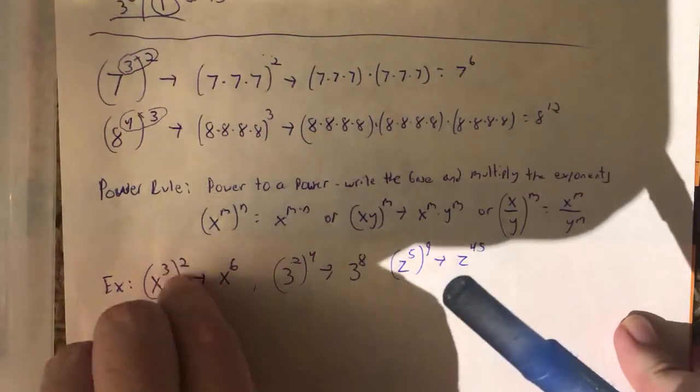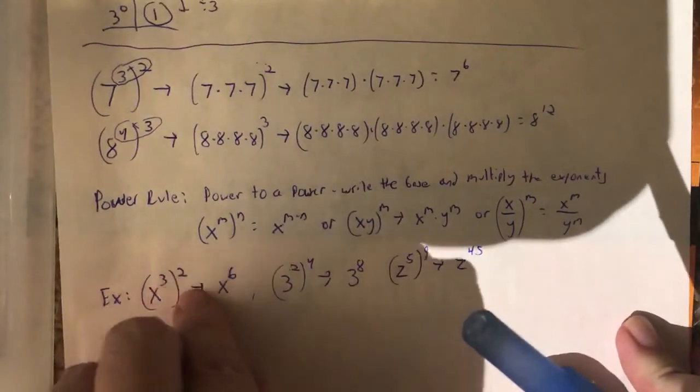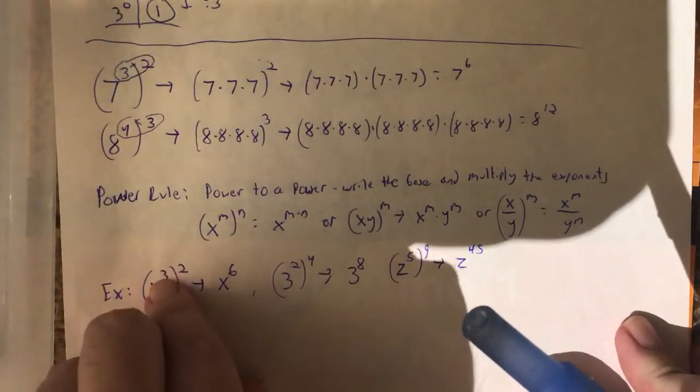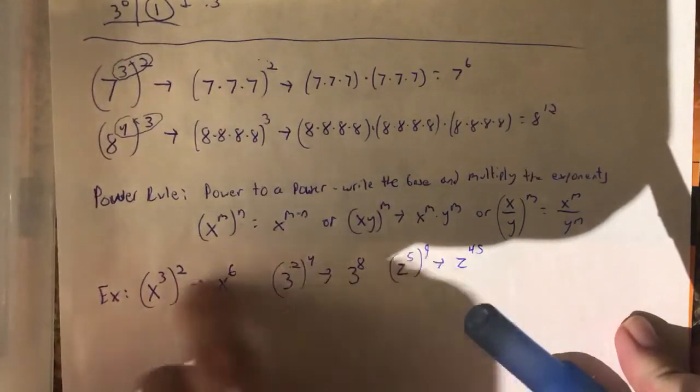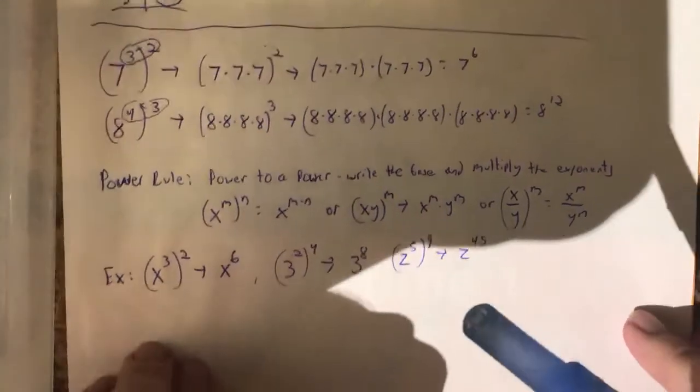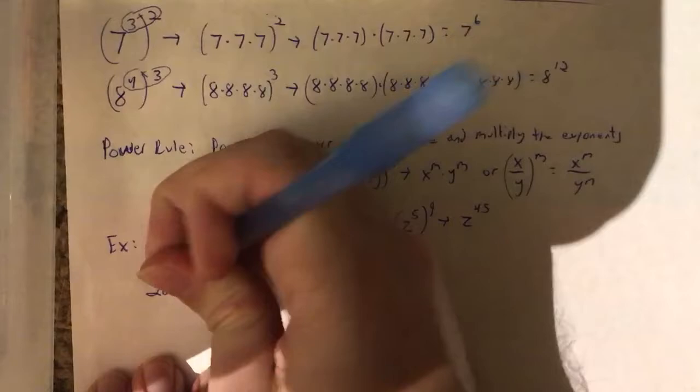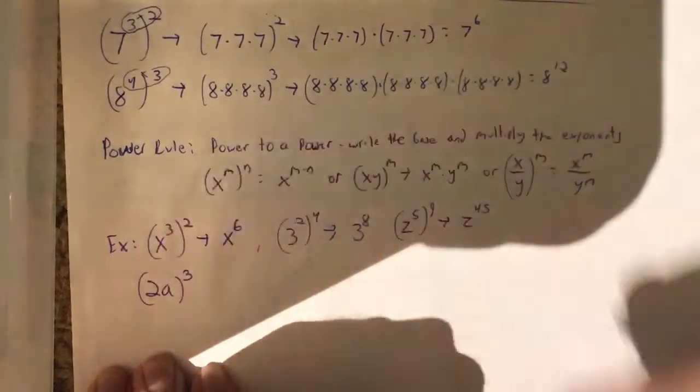And yes, it doesn't always have to be positive. I can have negative exponents here. What if I had a -2 instead of a +2, or a -3 instead of a +3? I apply the same rules, and you're going to see that in a bit. A couple more. Let's do 2a to the 3rd power.